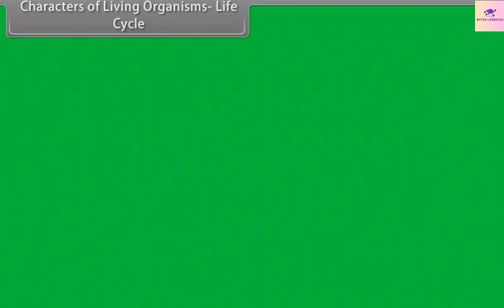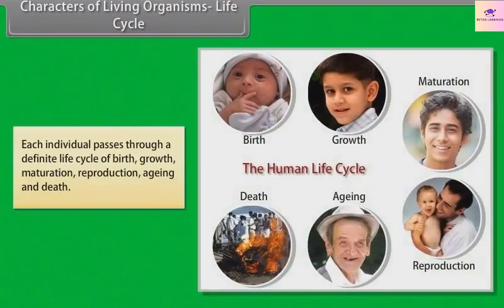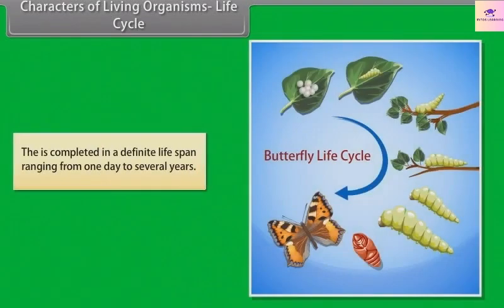Characters of living organisms: Life cycle. Each individual passes through a definite life cycle of birth, growth, maturation, reproduction, aging, and death. This is completed in a definite lifespan ranging from 1 day to several years.